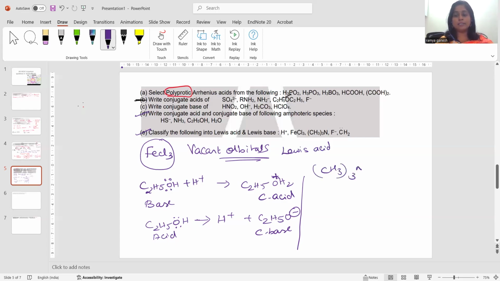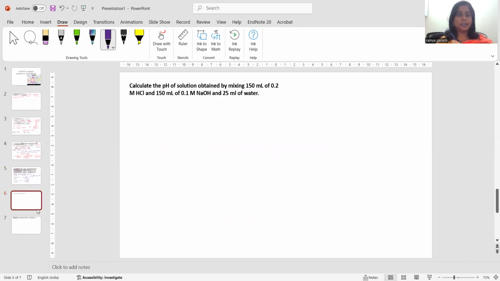CH3 thrice N. Since it is having a lone pair of electrons, it will act as a Lewis base. Understood? Okay, let's go on to the next question.